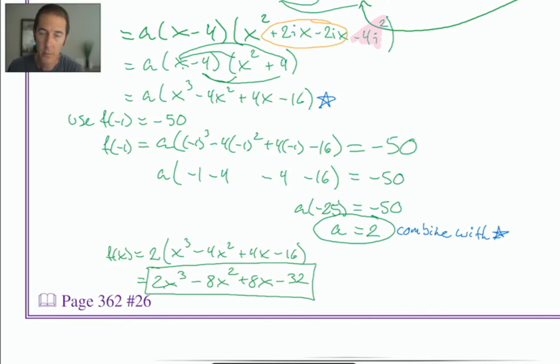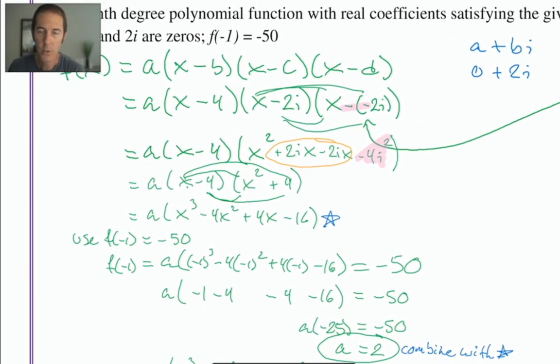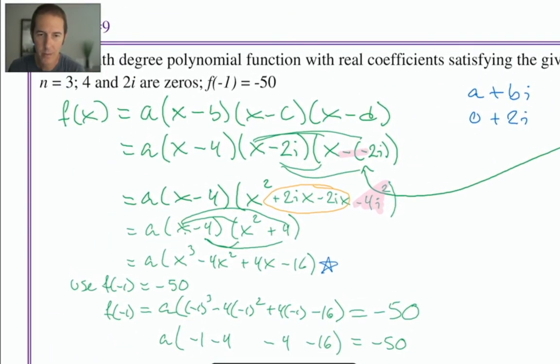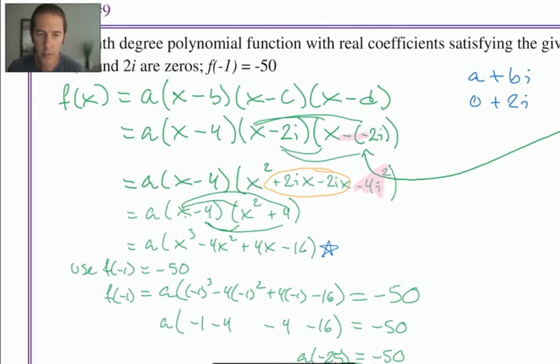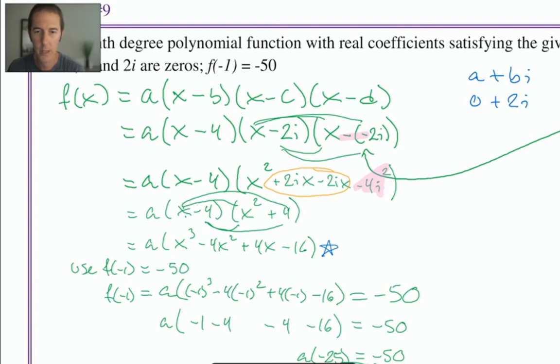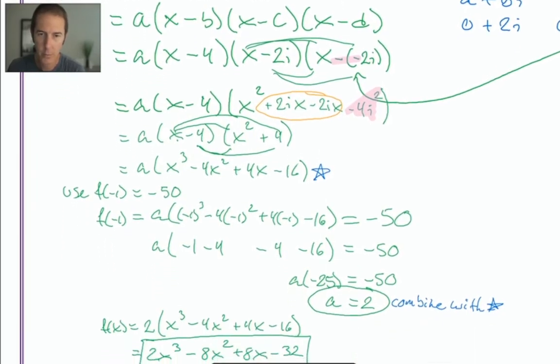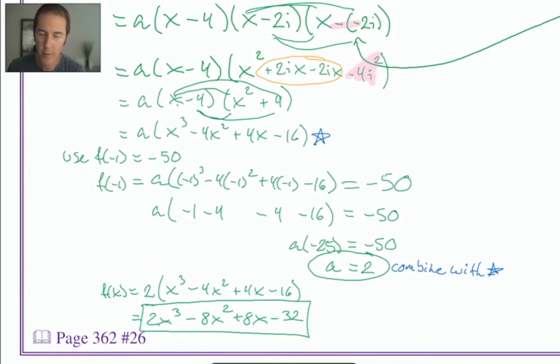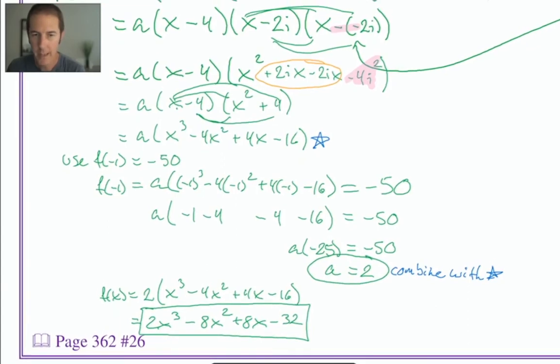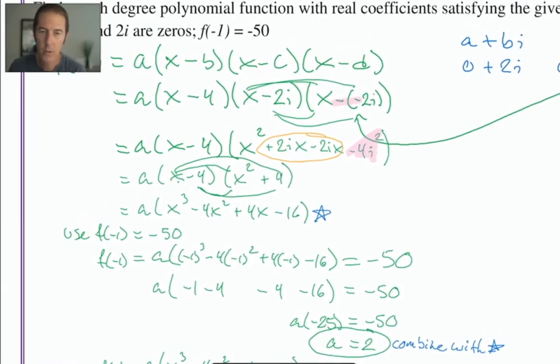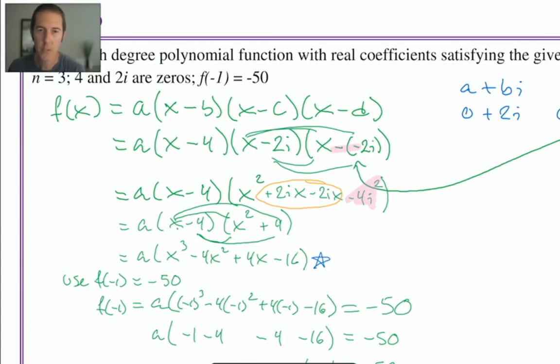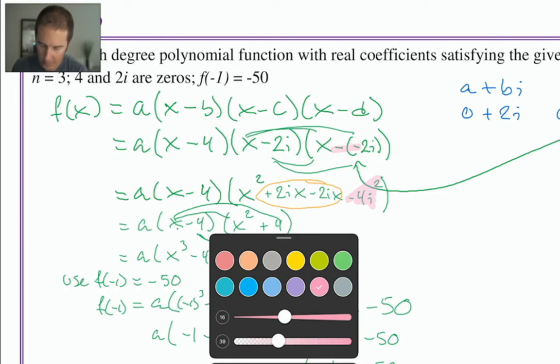That's a time-consuming problem. But you know how to do these things. You know how to FOIL. You know how to combine like terms. You know how to FOIL. You know how to plug numbers in. You can do arithmetic. You can solve for a. You can plug it back in. You can distribute. The most challenging part of this problem is really getting it started, knowing what kind of format or skeleton you're supposed to be plugging this stuff into.